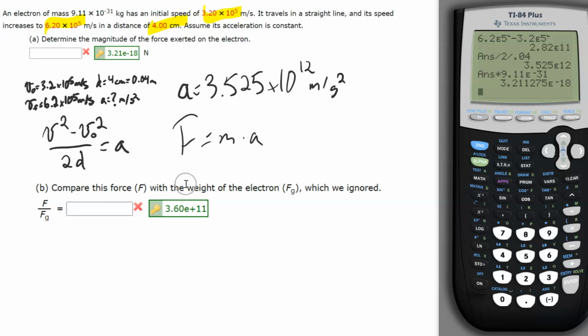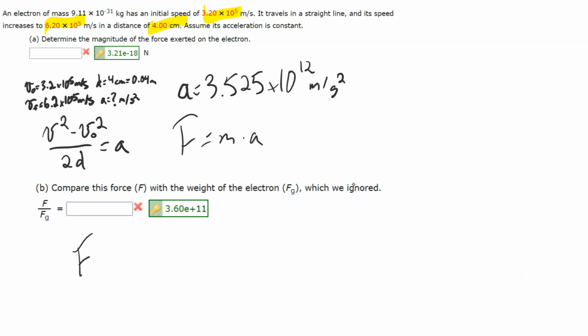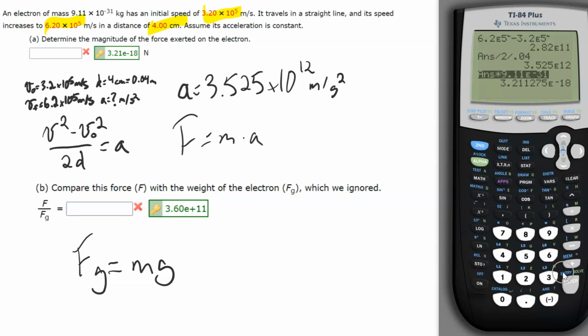If we go ahead and look at this one, compare the force, this force that we just found, 3.21 times 10 to the minus 18, with the weight of the electron, which we ignored. Well, in this case, we can find the weight of the electron the same way we'd find the weight of any object on Earth, which is going to be that the force of gravity is equal to mg. So that's the mass of the electron times 9.8. And so I'm going to go ahead and pull the calculator back up, just grab this, and multiply by 9.8.